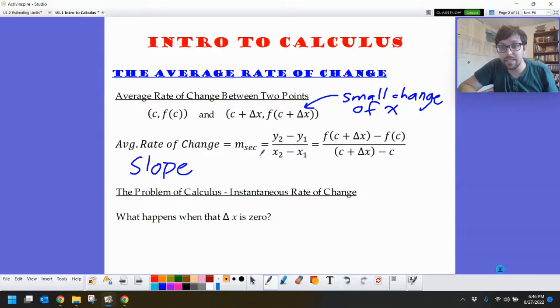The question of calculus asks, what happens when this value gets really, really small? Like not actually zero, but it gets really, really small. Well, if it actually was zero, we get c minus c, and we'd be dividing by zero, which is a big no-no. So what could happen if we get a really, really small value? Why is that important? Let's look.